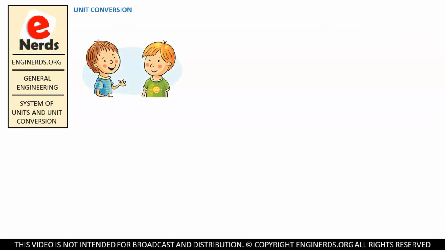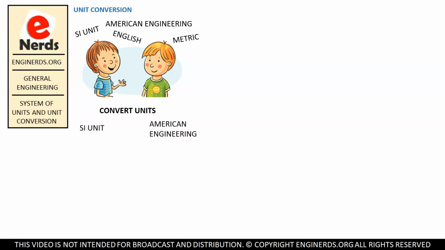And now let us talk about unit conversion. Well, let's go back to our previous analogy. Now, let's say the languages now are SI unit, American Engineering, English, and the metric units. So, para magkaintindihan sila, one should translate the language. So, in this case, we are converting units. So, it's either the SI units will be converted to American Engineering, or the American Engineering will be converted to SI units. And we do that by using a conversion factor.